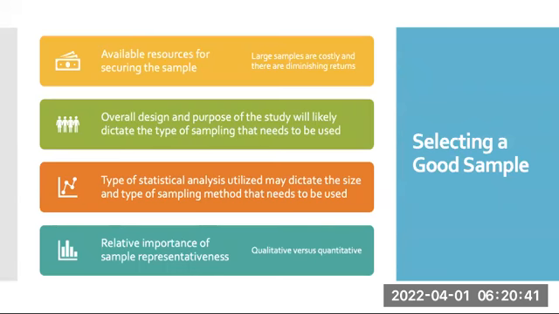You also need to understand the type of statistical analysis, as that will dictate the size and sampling method. So again, if you're doing a quantitative study and you're using quantitative analysis, the sample size needs to be larger. And the relative importance of sample representativeness depends on whether you're doing a qualitative versus a quantitative study.